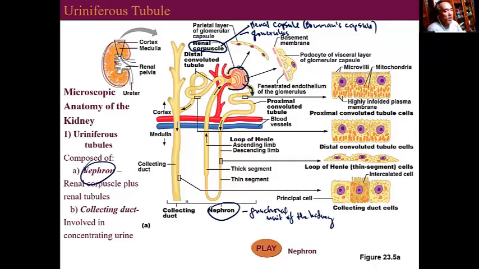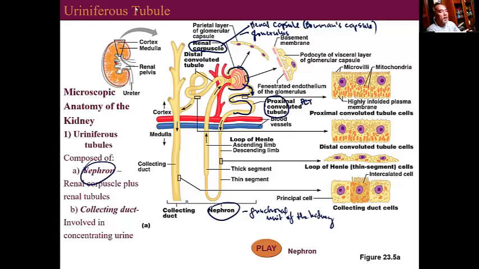Now your tubules are divided into different parts. The first part of the tubule that is connected to the Bowman's capsule is called your proximal convoluted tubule. Remember, the name explains the architecture of this tubule. It's convoluted. So sometimes we just call it the PCT.